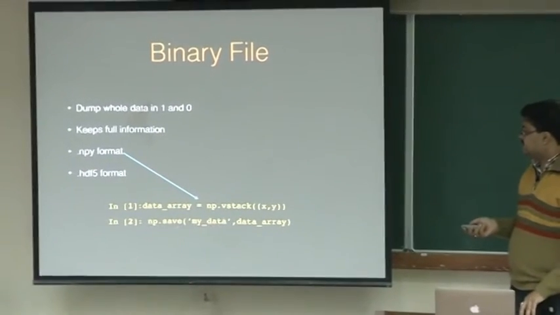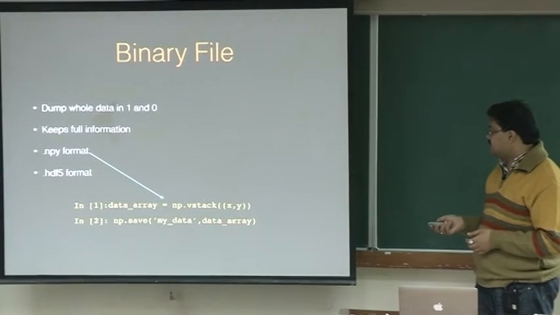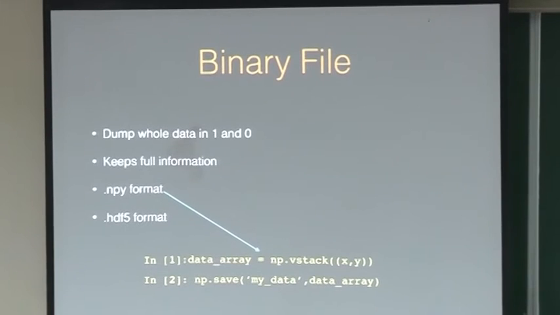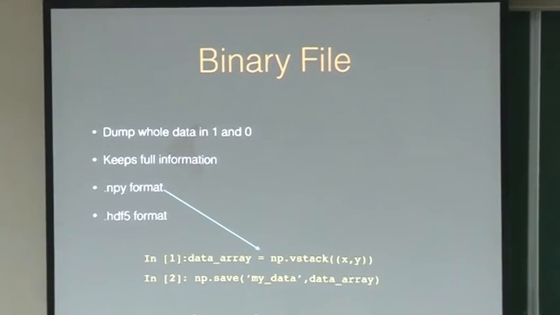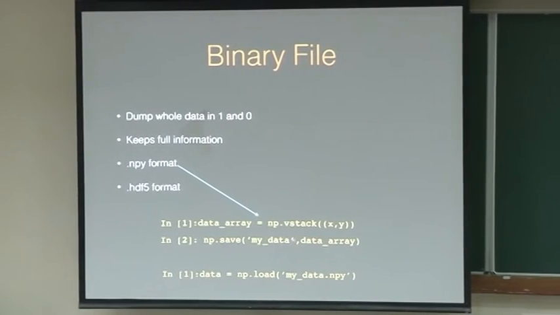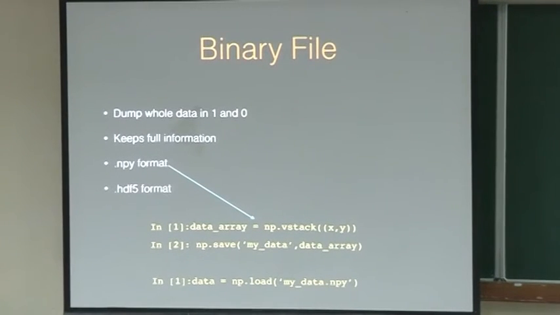Then save. So this is my data, so you can keep any name, comma data array. It will save this data array, and that's it. And to load this data, you need to say data = np.load, my data, and the extension is .npy. So just .npy, it will take the array. So it's very easy compared to the ASCII .txt file.